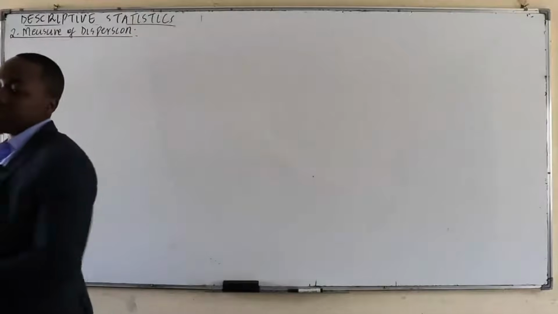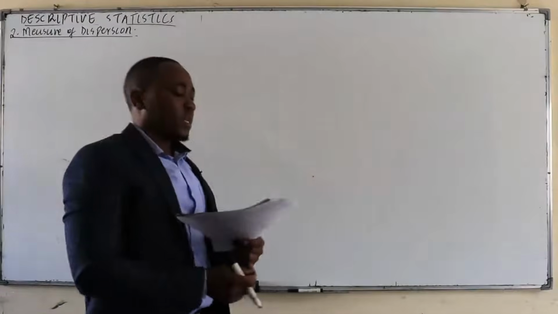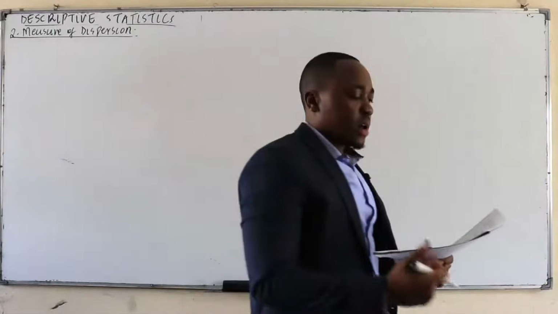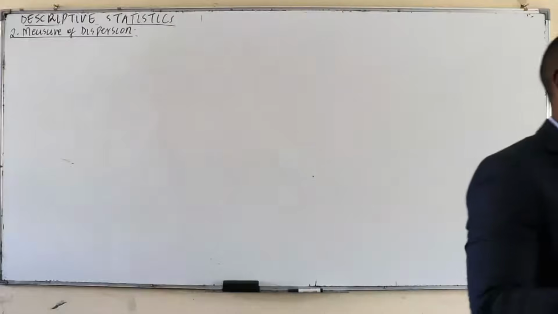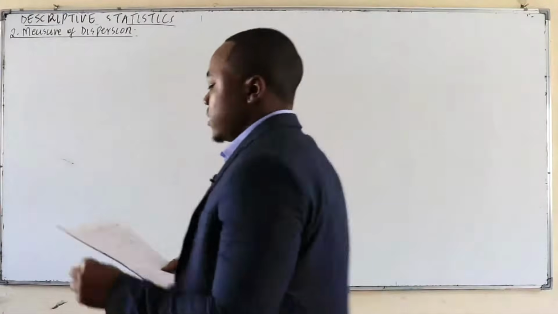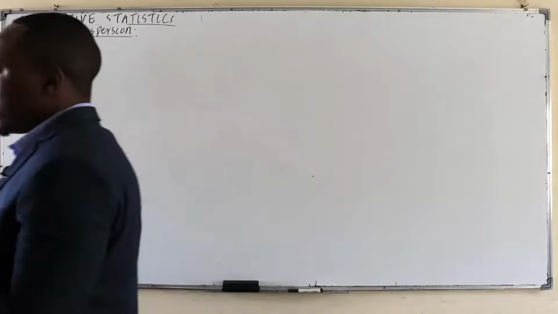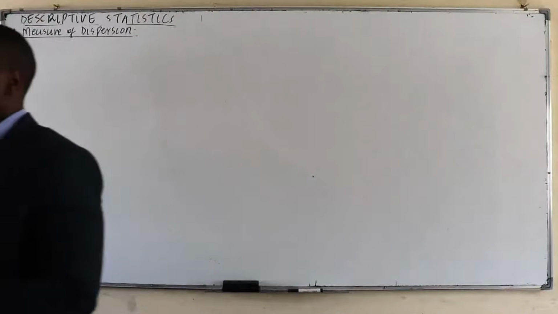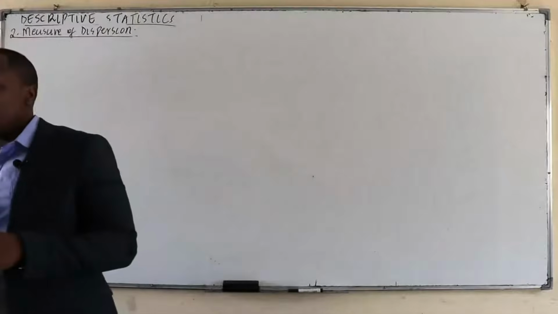Of dispersion. That's our second element of this topic. These are used to determine how far a particular value is from the central value. It's all about the variation. The difference between the two is what we call the range.